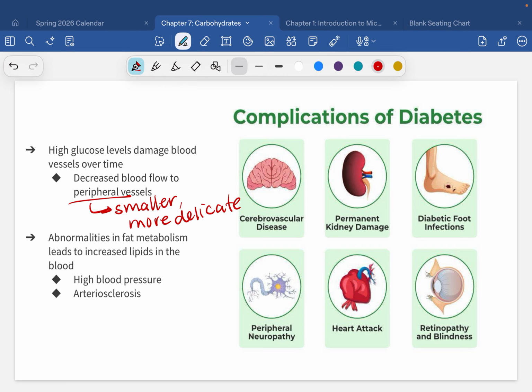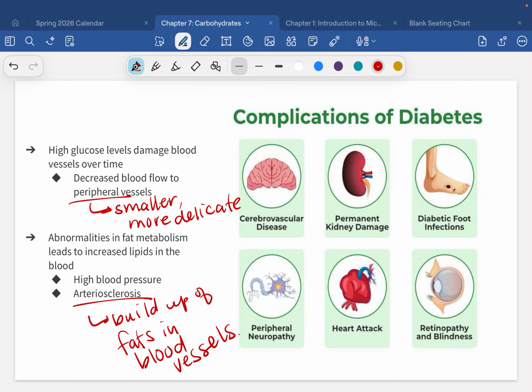We'll talk a lot more about this when we get to the lipids chapter, but I just wanted to touch on it here. It can also lead to high blood pressure and buildup of arteriosclerosis, which is a buildup of fats and other things in the blood vessels. High blood pressure is going to increase the problem of blood vessel damage.